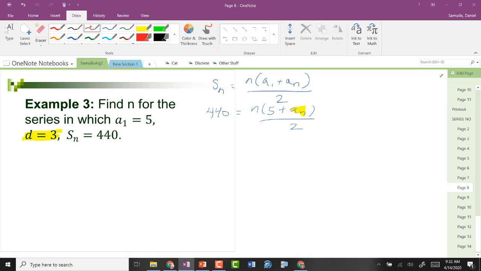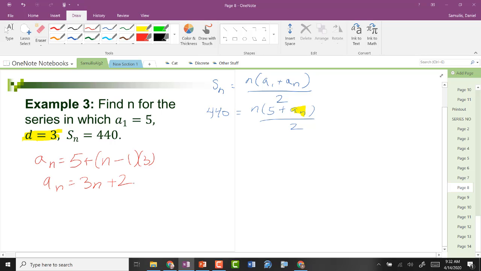So let's use that. I know a sub n is equal to the first term plus n minus 1 times the common difference. So a sub n is equal to 3n plus 2. Now I can use that in my problem, and plug that in. So I end up with n times (5 plus 3n plus 2) over 2.